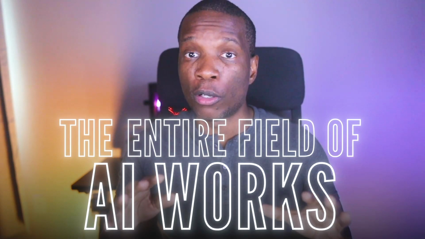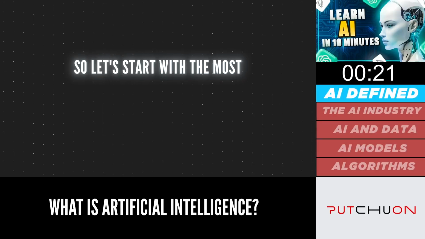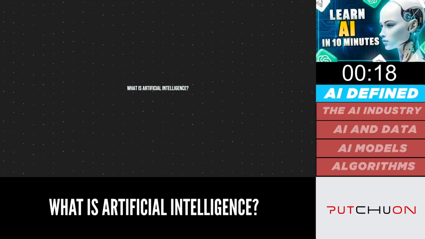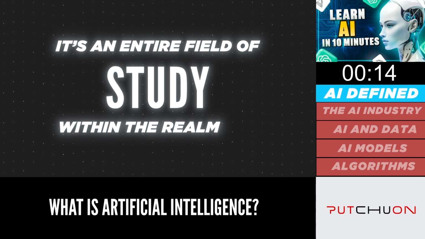But in order to do that, you're going to need some basic understanding of how AI works. But don't worry, because by the time you're done with this video, you'll have a firm understanding of how the entire field of AI works. And you'll even know what all of these words mean. Alright, so let's start with the most obvious question possible. What is artificial intelligence? Well, to keep it simple, it's an entire field of study within the realm of technology.